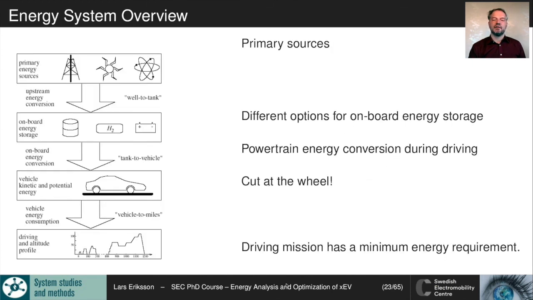Then we now have all the components that we needed to get down to the driving mission. And we have a tool to analyze the driving cycles and get the numbers up to the wheel here. And the numbers up to the wheel here can then also be used to calculate the theoretical limit on the fuel consumption or the theoretical limit on the battery need to be able to fulfill the cycle. So that's what we can use it for. And then we can add the losses inside the vehicle and come to tank-to-miles efficiency.